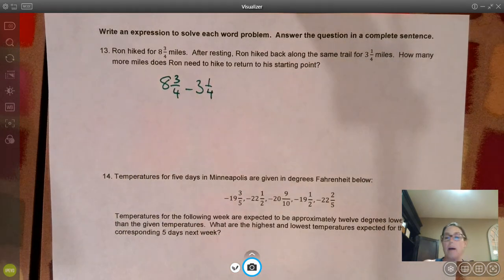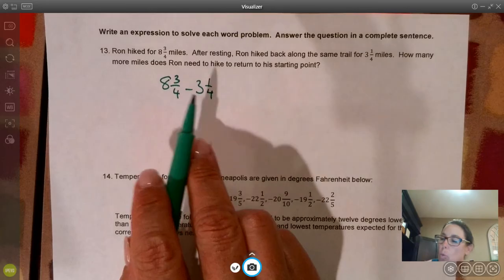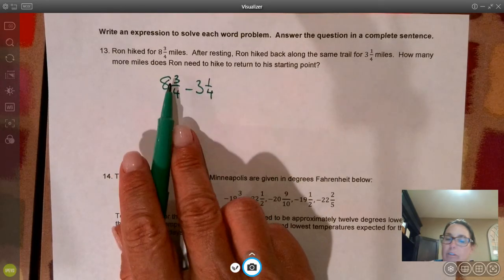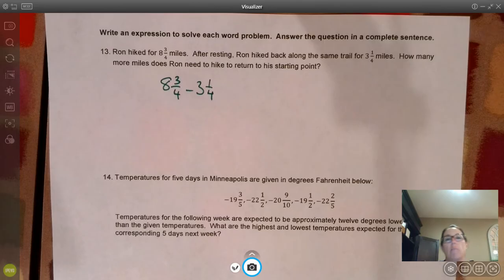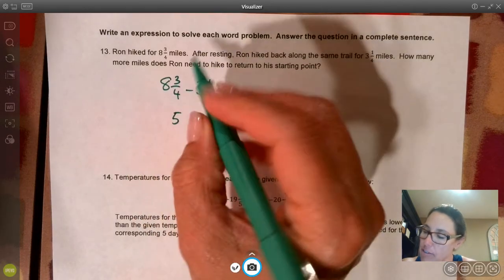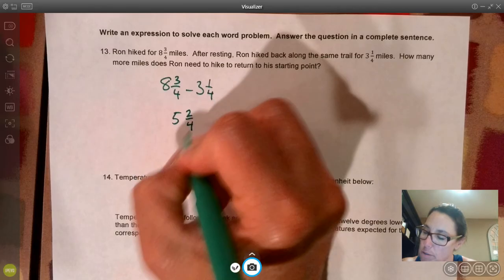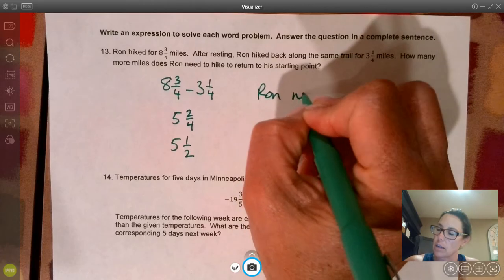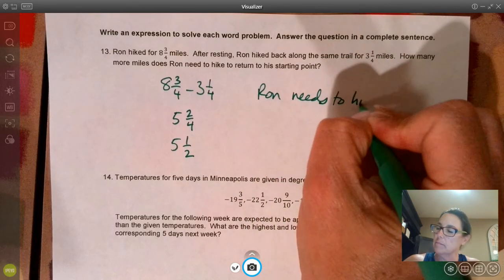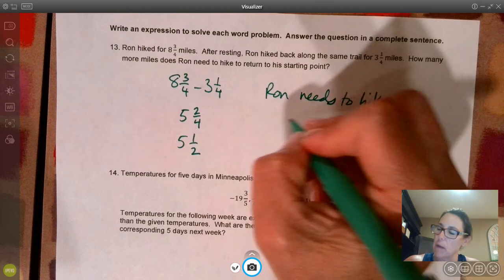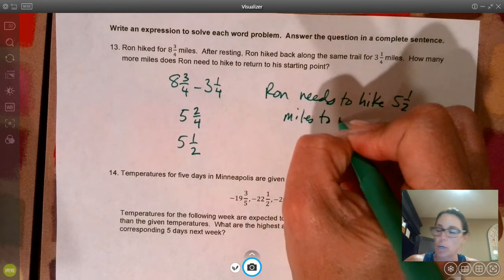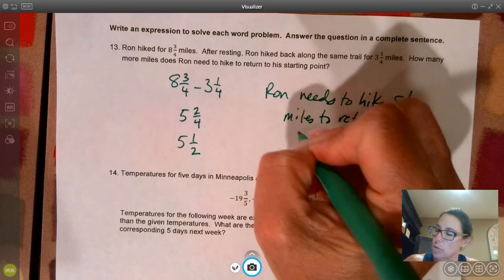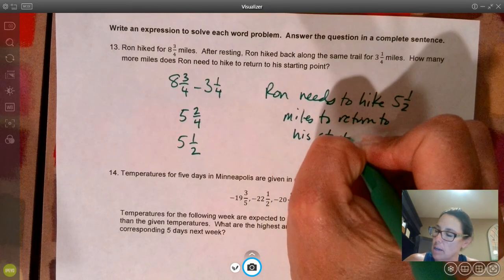Okay, now the nice thing about this calculation is we can take 3 away from 8 and we can take 1 away from 3. So we don't need to do any borrowing. We don't need to change these into improper fractions. So 8 minus 3 gets us 5, and 3 minus 1 gets us 2/4. So that would be 5 1/2. So Ron needs to hike 5 1/2 miles to return to his starting point.